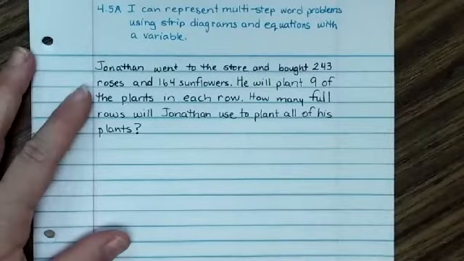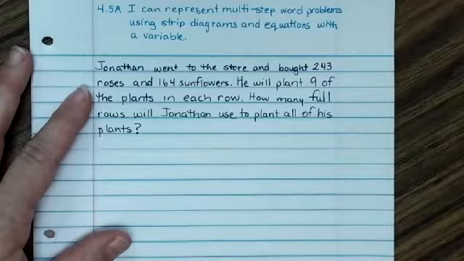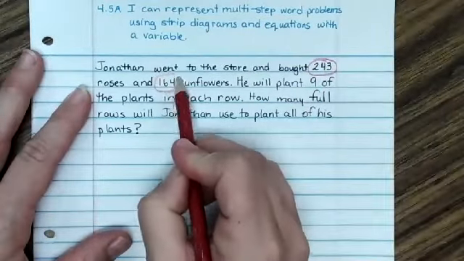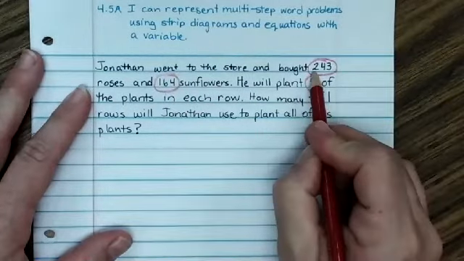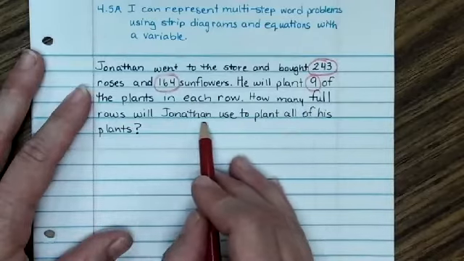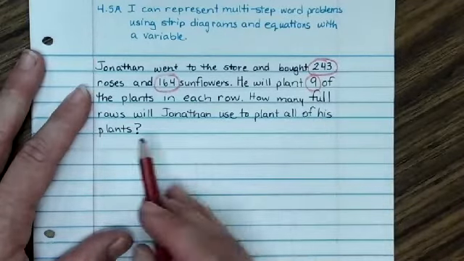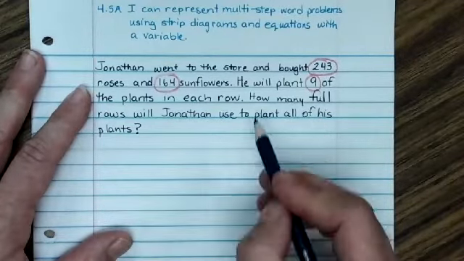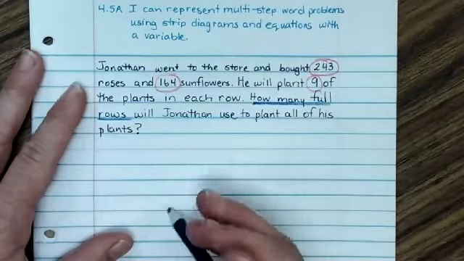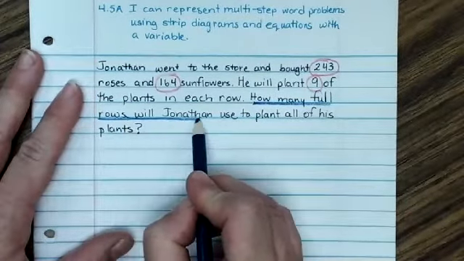Jonathan went to the store and bought 243 roses and 164 sunflowers. He will plant 9 of the plants in each row. How many full rows will Jonathan use to plant all of his plants? See my question here. It says, how many full rows will Jonathan use?